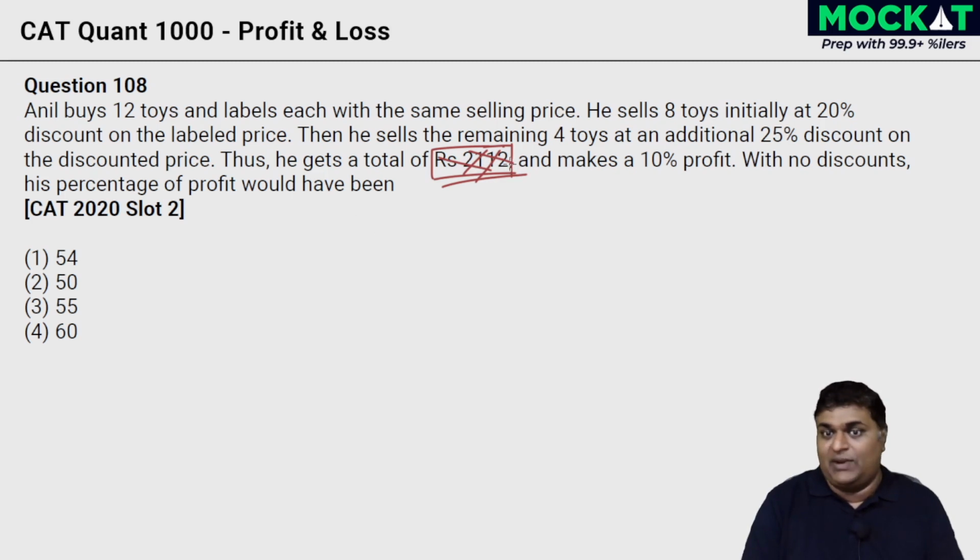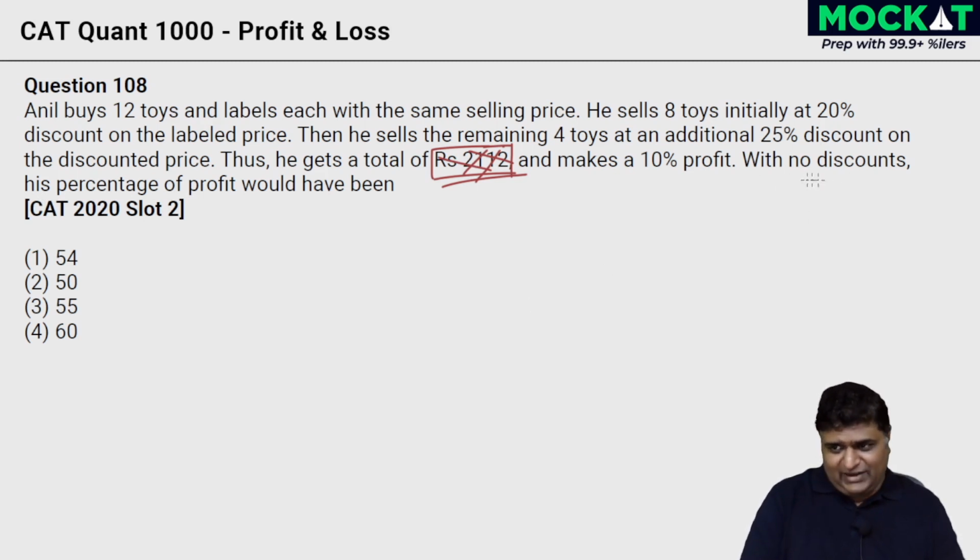2112, one single value, has no significance in this question. Where it would have mattered is when they're going to ask us, then what would have been the cost price of each label or mark price and so on and so forth. Then it would have mattered because we have to use this to find that price. When they're asking us to just find the percentage of profit, it doesn't matter. So let's look at it.